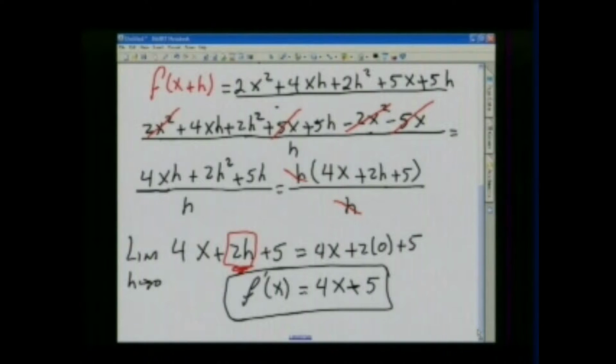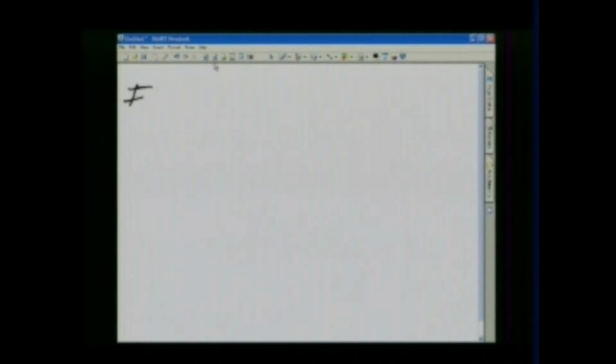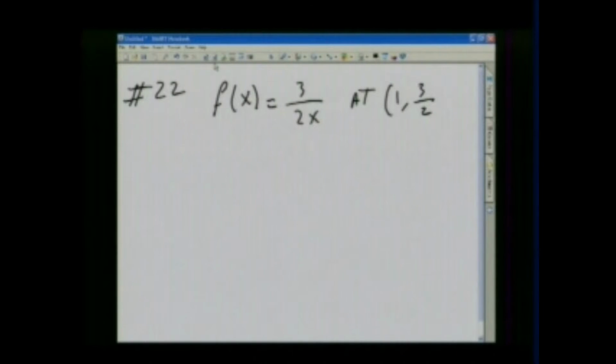Let's look at another problem, number 22. It says, find the slope of a tangent line to the graph of each function at the given point and determine an equation of the tangent line at that point. So it's given to you as f of x equal to 3 over 2x, and it wants you to find the equation of a line which is tangent to this curve at the point with the coordinates of 1 and 3/2.